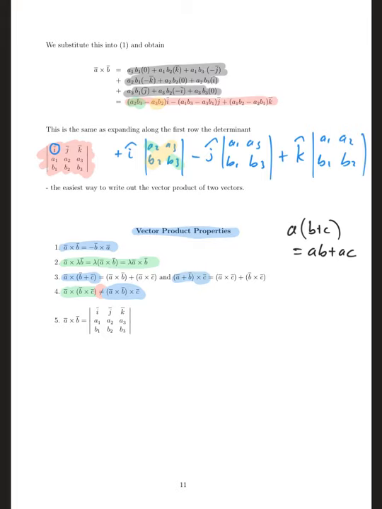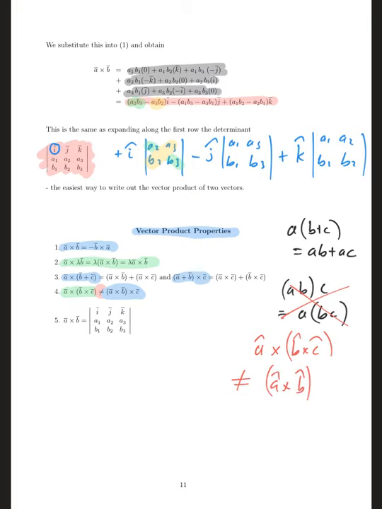Normally if I have numbers a, b and c, and I have a times (b times c), that's the same as (a times b) times c, like this, with regular scalars. But for the cross product, that's not true. And a cross (b cross c) is not equal to (a cross b) and cross c afterwards. So that's one to remember.